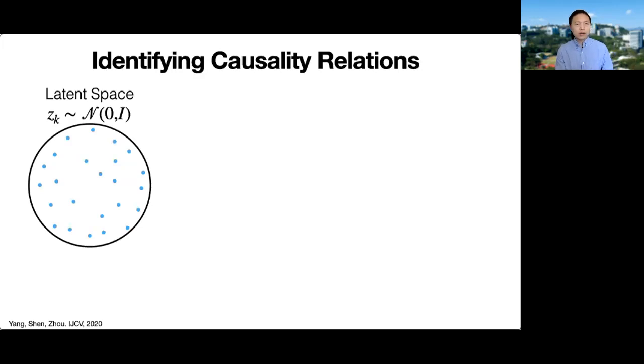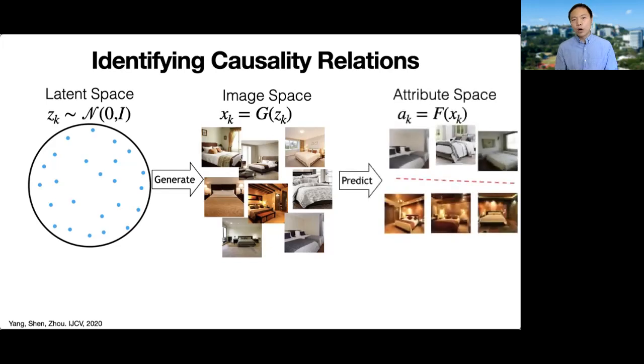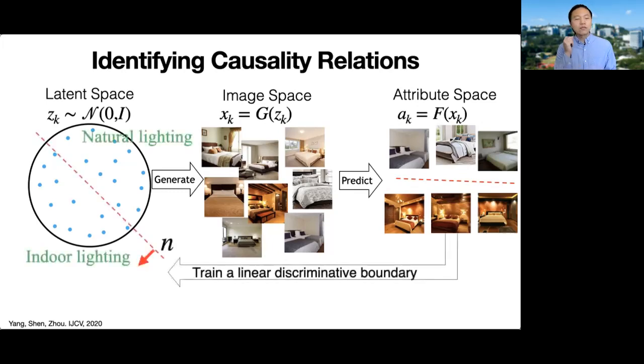Starting from this latent space, we can sample a lot of random vectors. Each blue dot is a random vector we sample from some distribution. For each random vector, we can throw it into the generator and get an image. Then we have the synthetic image space. Then we can take some off-the-shelf predictors and predict the attribute intensity for each output image. For this one, we are looking at indoor lighting predictions. Now we can treat this predicted label as a pseudo label for each one of the latent vectors.